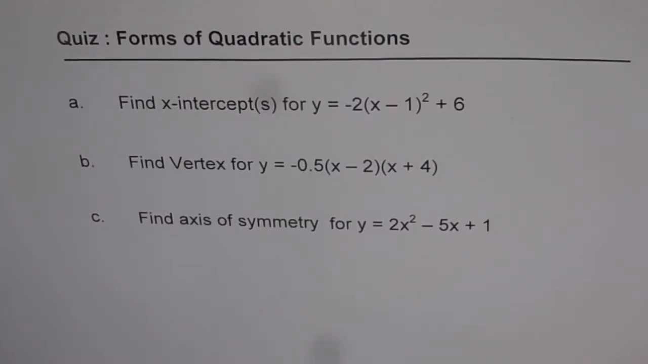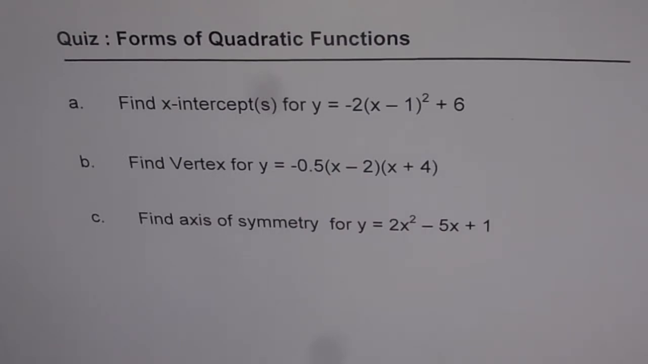Here is question number 6 based on forms of quadratic function. It has three parts, A, B and C. I'd like you to copy the question, answer it and then look into my suggestion. The question is, find x-intercepts for y equals minus 2 times (x minus 1) whole squared plus 6.